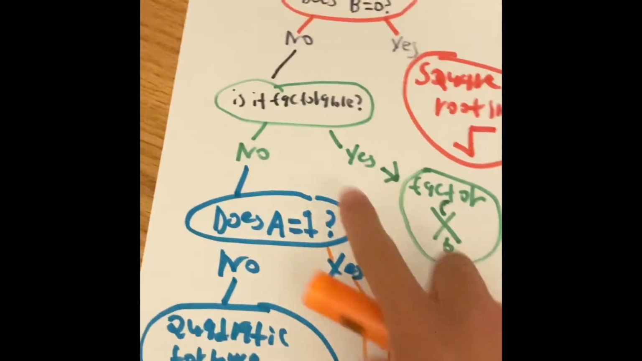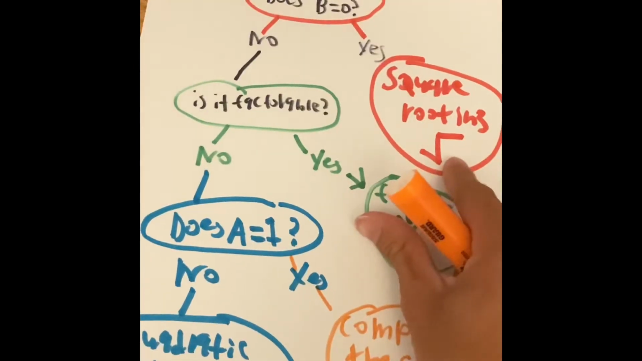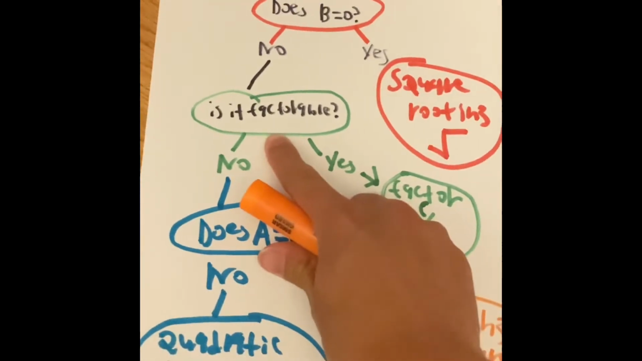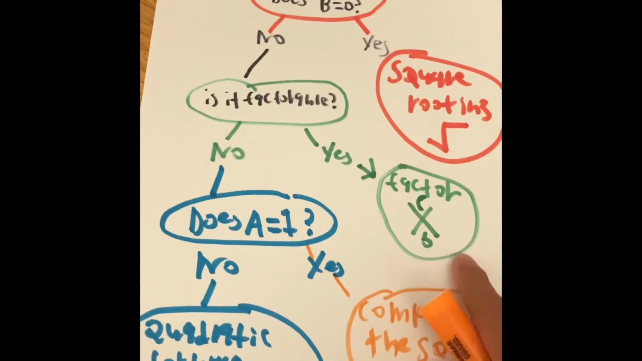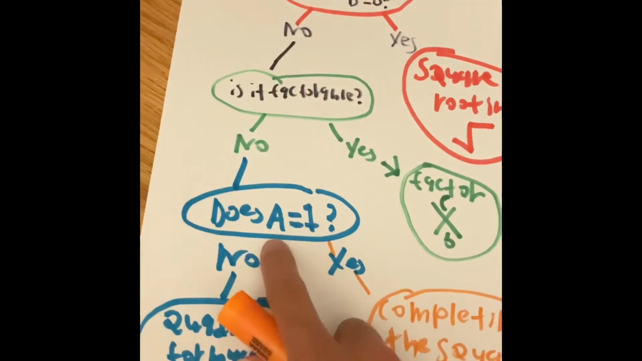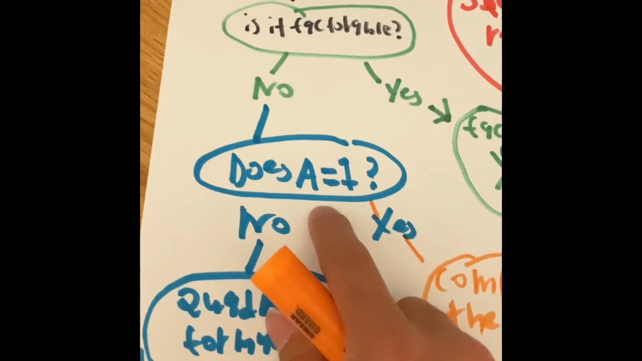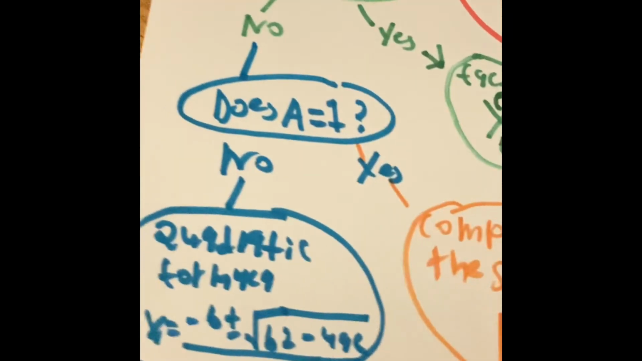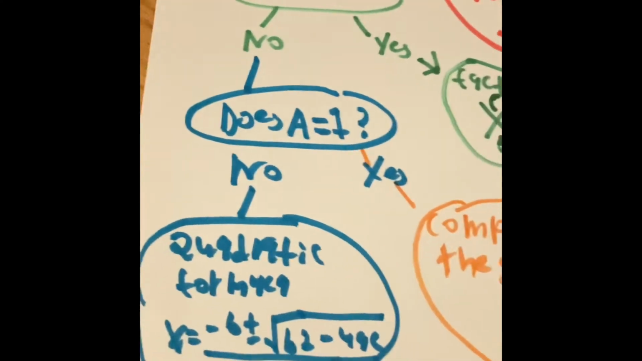So we start at the top of the spectrum. Does your b value equal 0? If yes, then you would use square roots. If no, then you move on to the next question. Is it factorable? If yes, then you use the factoring system. If no, then you move on to another one. Does your a value equal 1? If yes, then you would use completing the square. If no, then you would use the old quadratic formula. So let's get started.